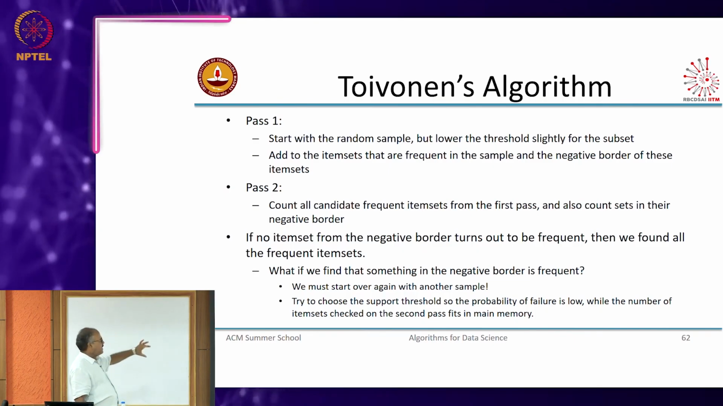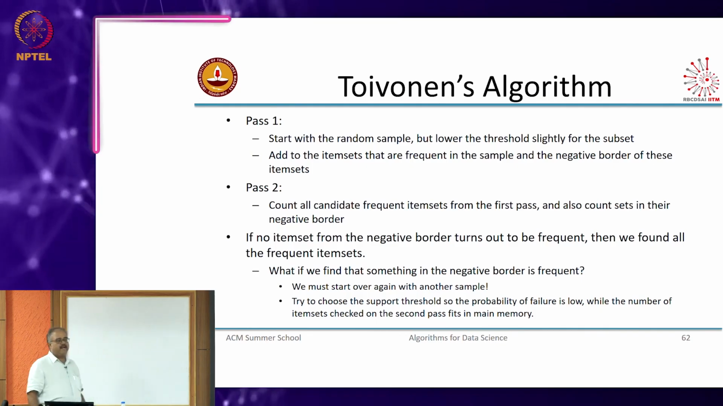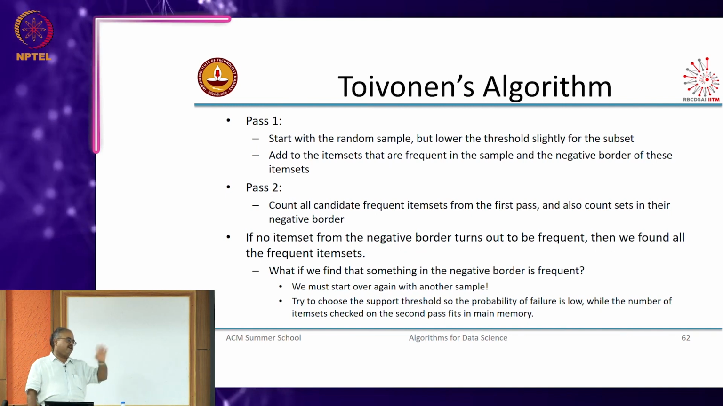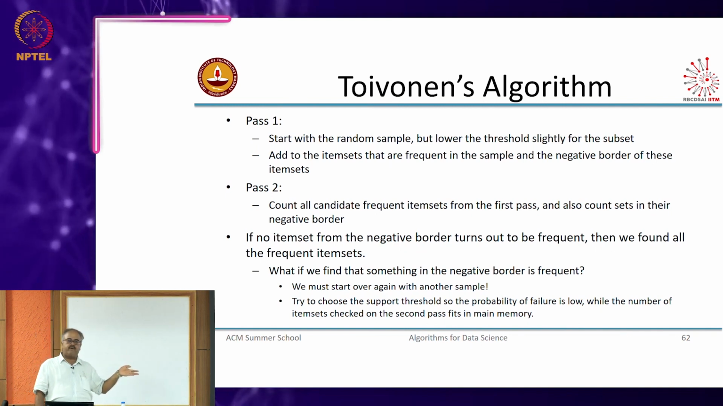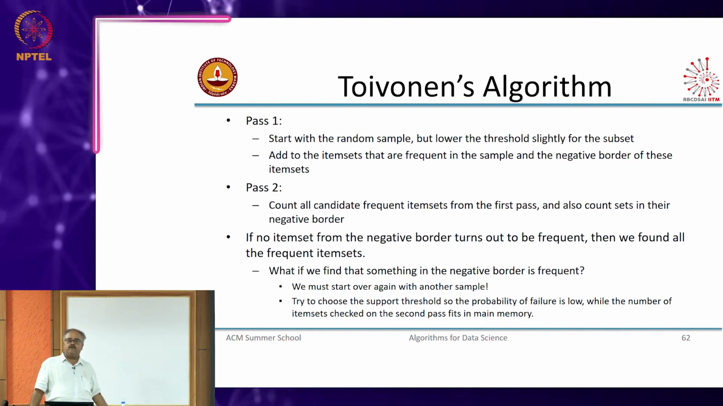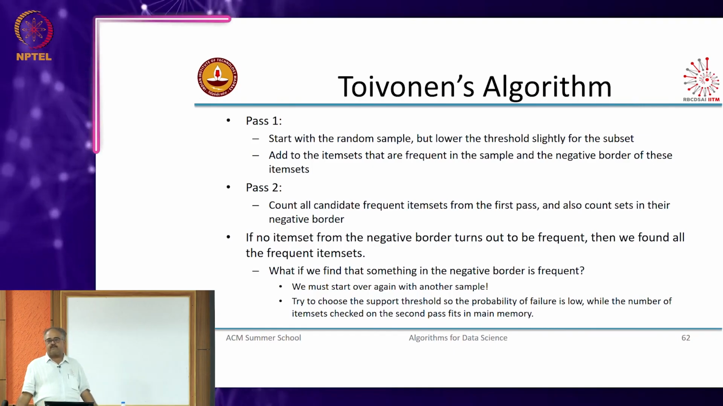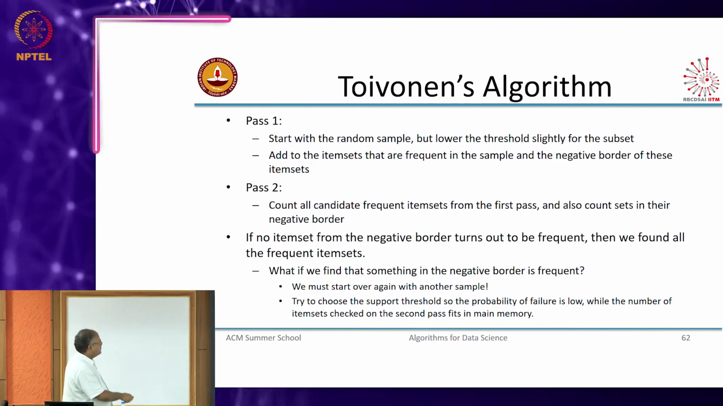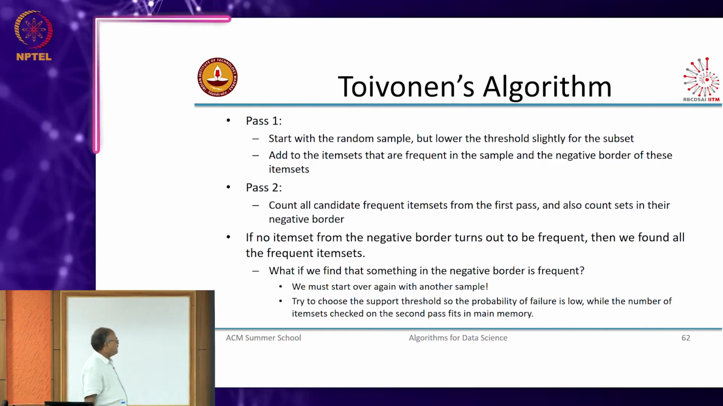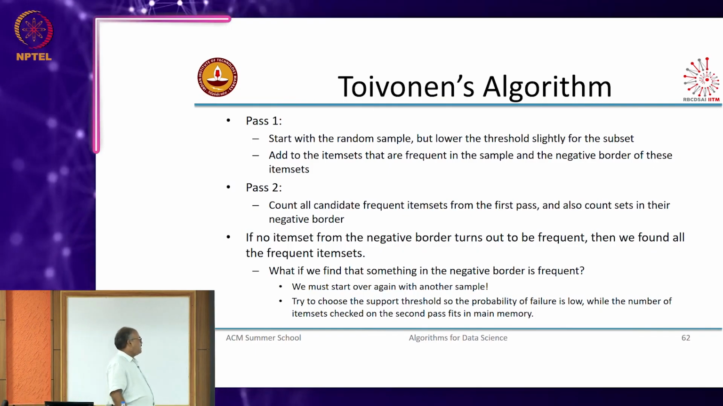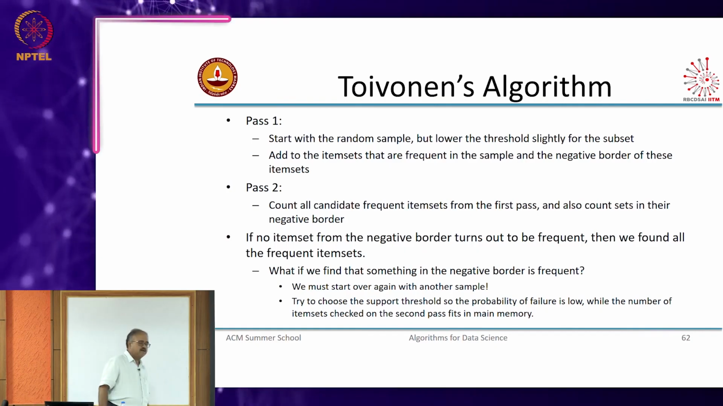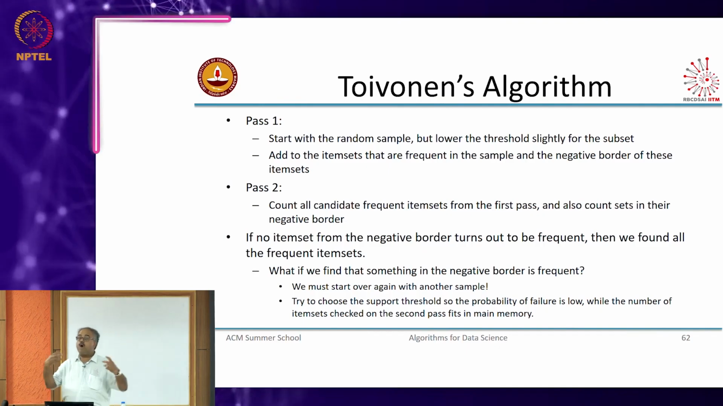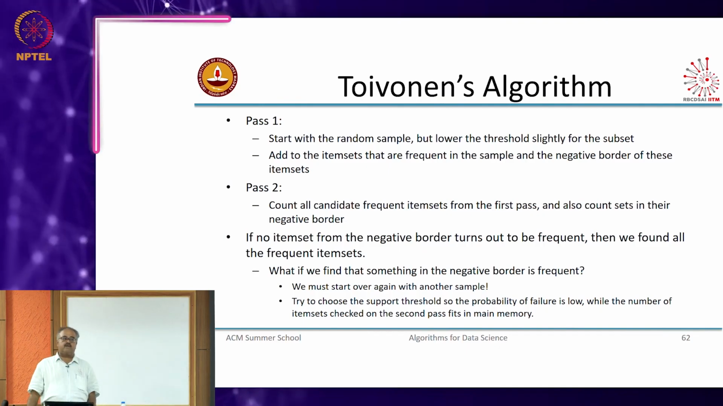This is an additional layer of check over the randomized sampling that we did earlier. In randomized sampling, what do we do? We just said, okay, I will set the threshold to S by 125, then I will do a second pass with all the candidates and I will stop. What Toivonen's algorithm says is, no, you just add to this the negative border, and if no item set from the negative border turns out to be frequent, then we can stop. What happens if something from the negative border turns out to be frequent?